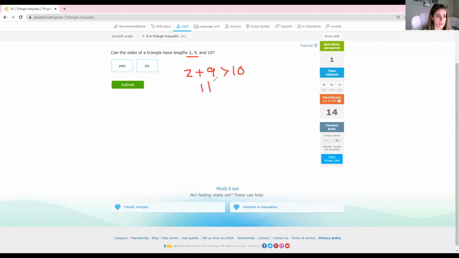2 plus 9 is 11. That is greater than 10. It works. Let's now check out the last two. So 9 and 10. 9 plus 10 has to be greater than my third one, which is 2. 9 plus 10 is 19. That is greater than 2.